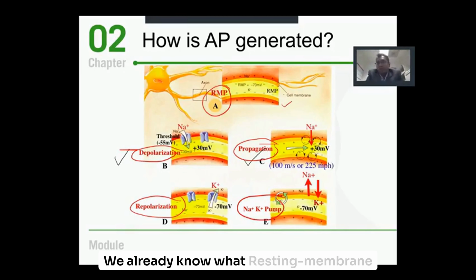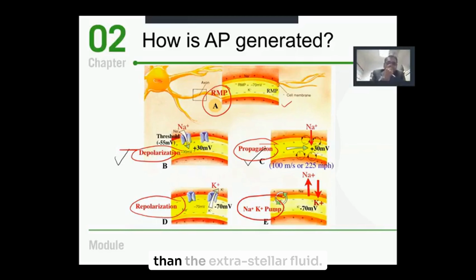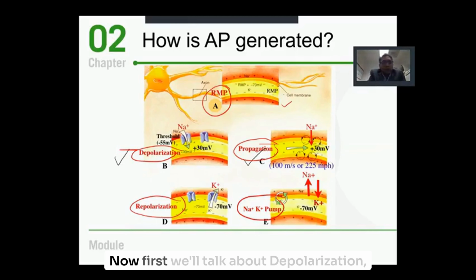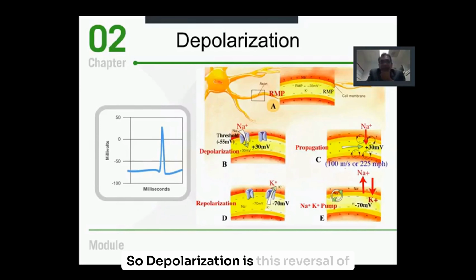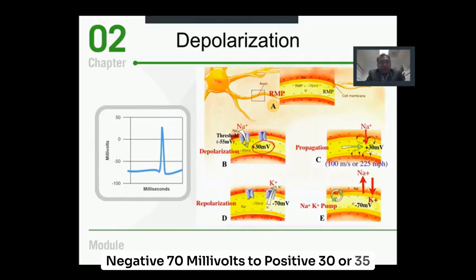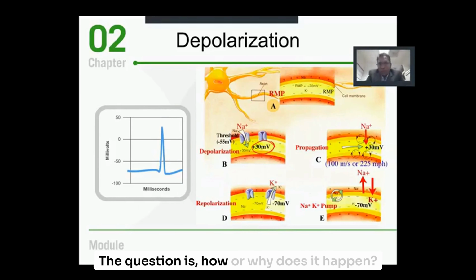We already know what resting membrane potential is. Just to remind you, it's the excess of sodium outside and the excess of potassium inside, with the membrane being negative 70 millivolts relative to the extracellular fluid. Now, first we'll talk about depolarization, then propagation, then we'll go back to these last two steps. Depolarization is this reversal of negative 70 millivolts to positive 30 or 35 millivolts, right? The question is, how or why does it happen?